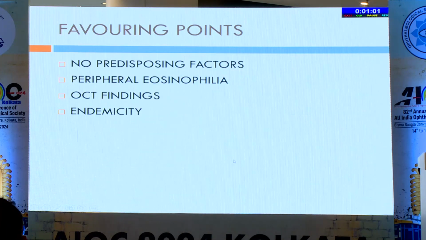So the favoring points in my diagnosis are: there was no predisposing factor in this 19-year-old male that led to this big pre-retinal hemorrhage. There was presence of peripheral eosinophilia. OCT findings revealed a rounded structure present in the subretinal space, which faded away with the help of corticosteroids. And the patient belonged to an endemic area.